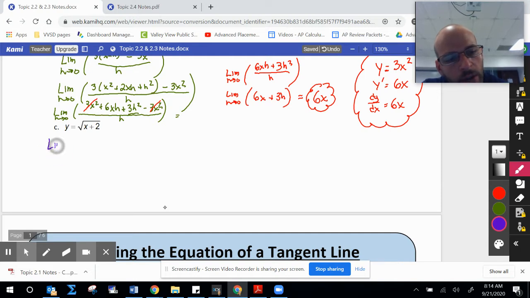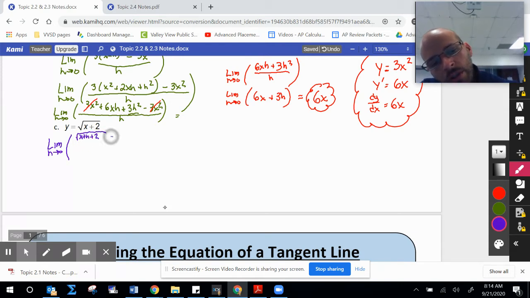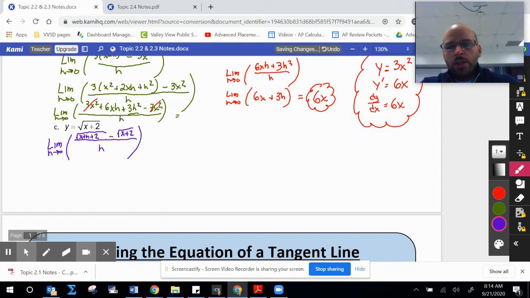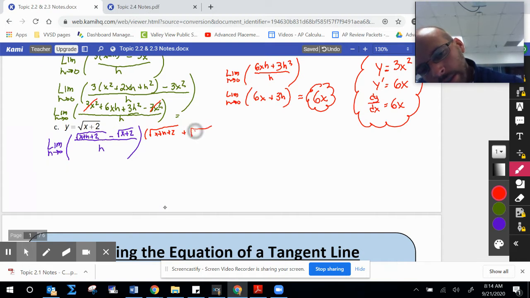Again, this one has a radical. If you remember from the last video, we use the conjugate. So I'm going to say the square root of x plus h plus 2 minus the square root of x plus 2, all over h. Again, those are radicals on the top. So if I use the conjugate, the square root of x plus h plus 2, and then that would be a plus. Remember, you have to do it to the top and bottom.